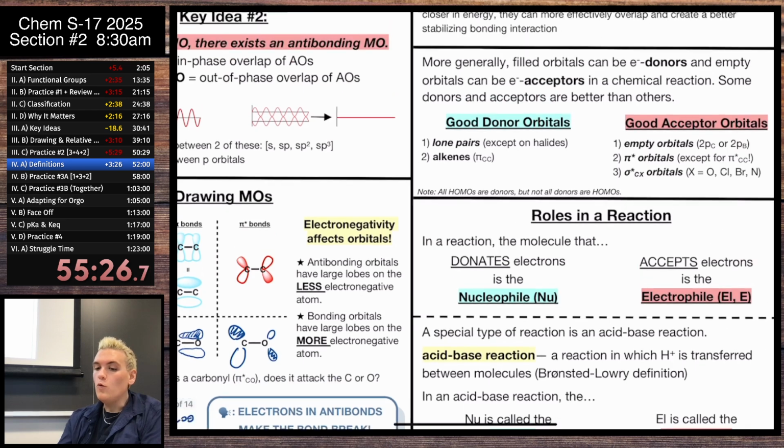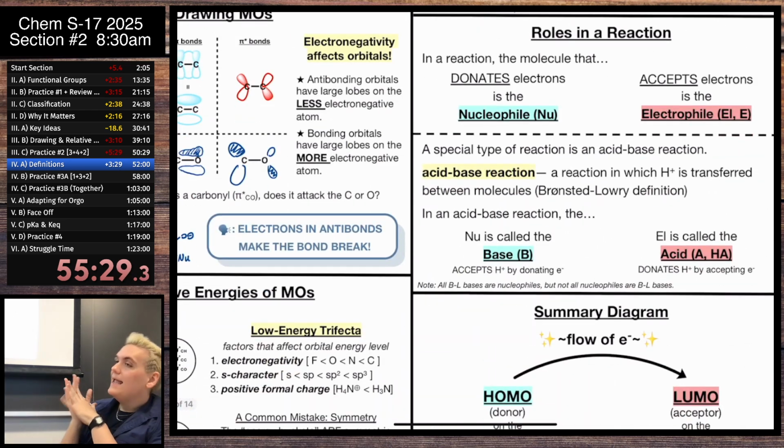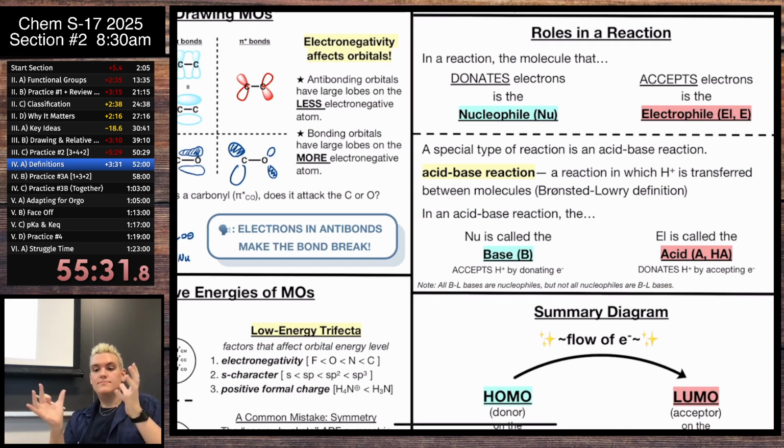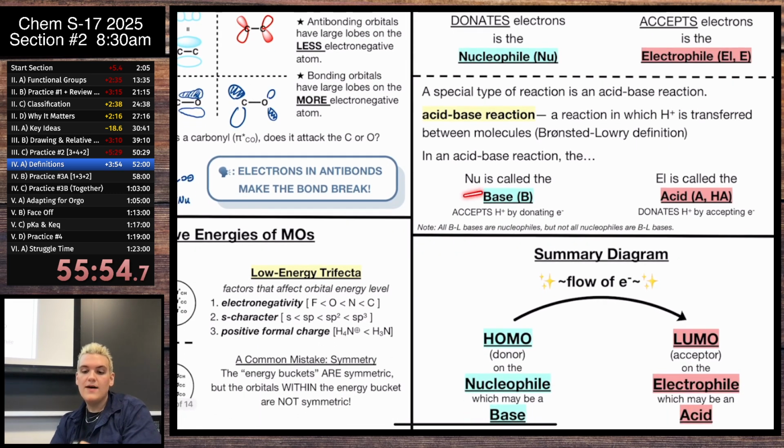Now, let's talk about the roles in a reaction. In a reaction, the entire molecule that does the donation of electrons, we call the nucleophile, and the molecule that accepts electrons, we call an electrophile. A specific type of reaction is an acid-base reaction. In an acid-base reaction, we use the Bronsted-Lowry definition: a reaction where a hydrogen transfers from one molecule to another. Our nucleophile in this acid-base reaction is called a base, and our electrophile is called the acid.